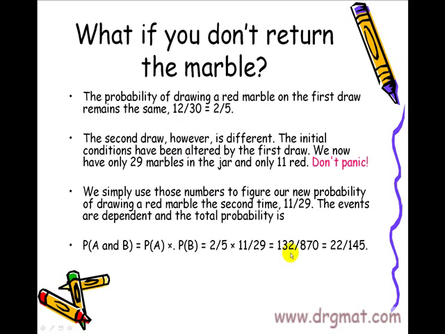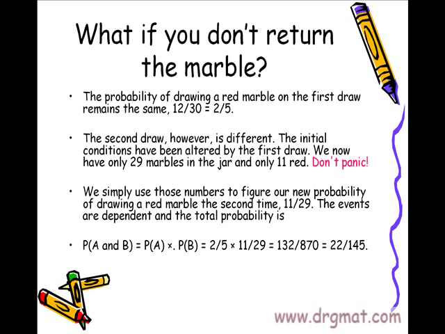And to make it interesting, you can say, well, what if you don't put the first red marble back in the jar? I know a lot of people have trouble with this kind of question, but hopefully this will help you make your concepts better. In that case, the probability of the first event remains the same, 2/5. But in the second draw, now we're dealing with 29 marbles in the jar, and we already have taken one red marble out, so we have 11 red marbles left.